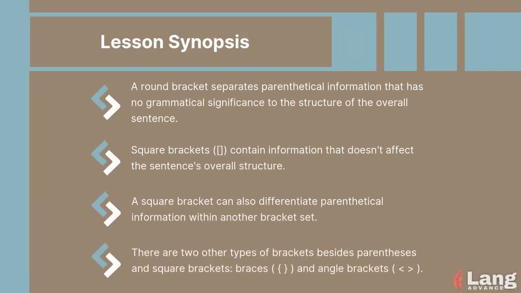Lesson synopsis. A round bracket separates parenthetical information that has no grammatical significance to the structure of the overall sentence. Square brackets contain information that doesn't affect the sentence's overall structure. A square bracket can also differentiate parenthetical information within another bracket set. There are two other types of brackets besides parentheses and square brackets: braces and angle brackets.